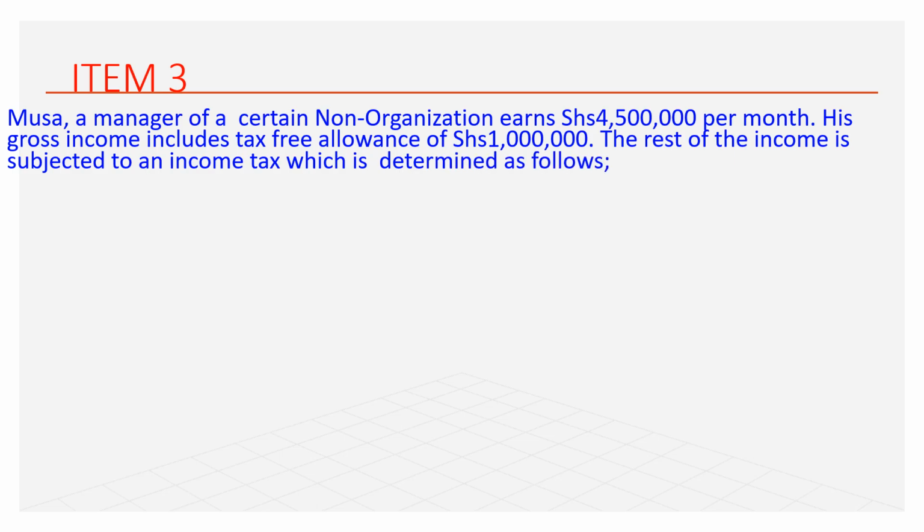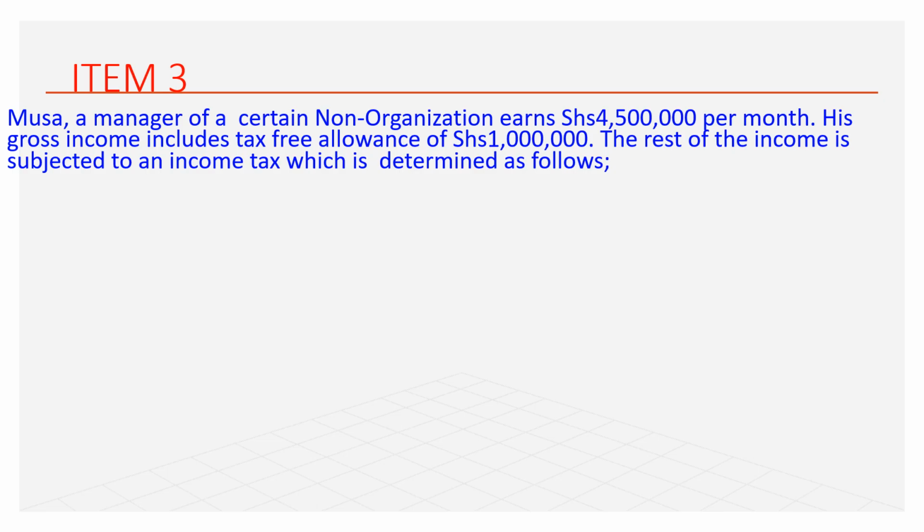So Musa, a manager of a certain organization, earns shillings 4.5 million, that is 4,500,000 per month. His gross income includes tax-free allowance. Tax-free means no tax is subjected to allowances.